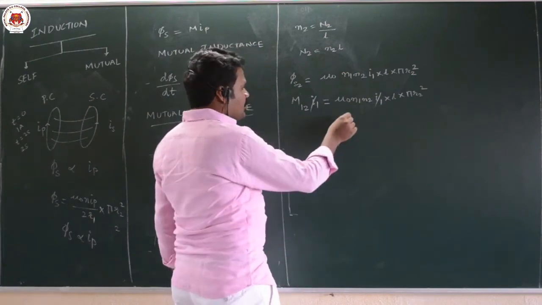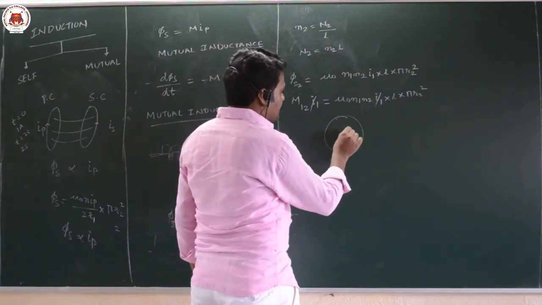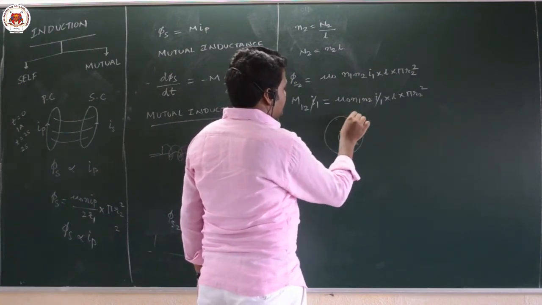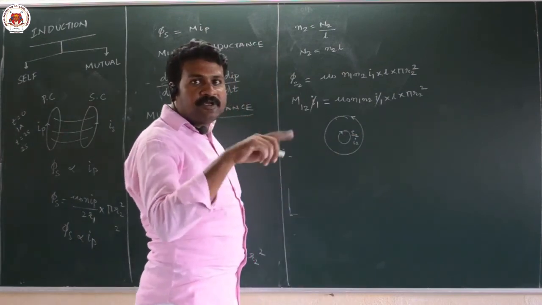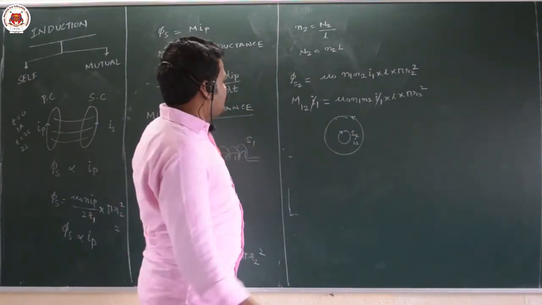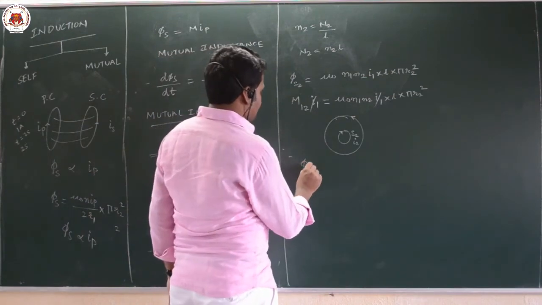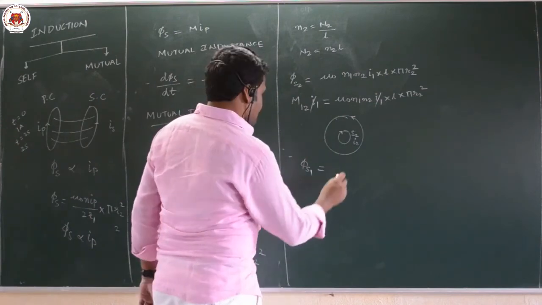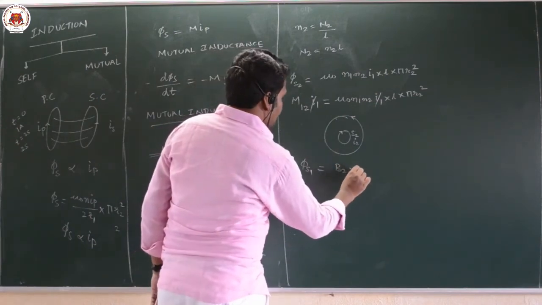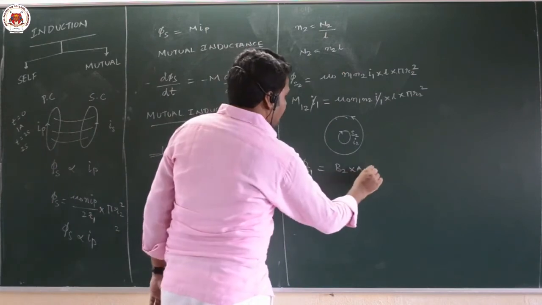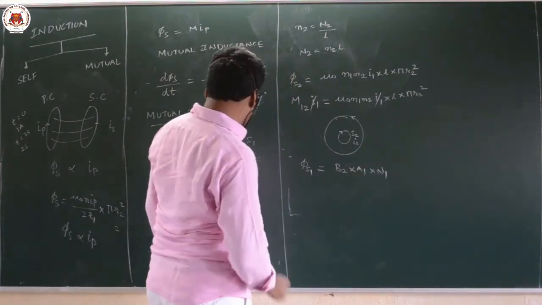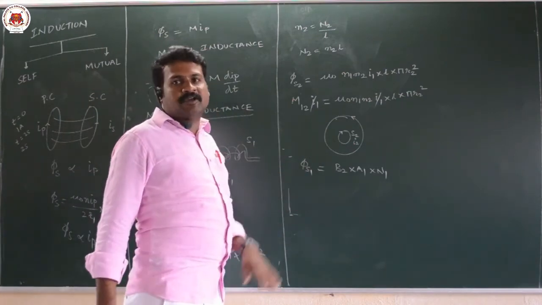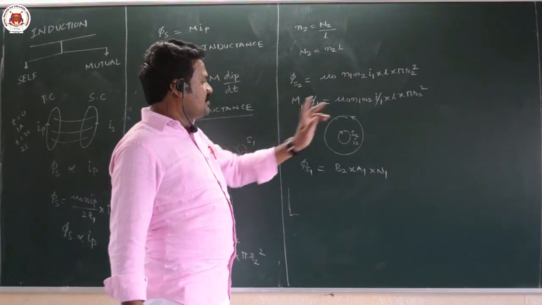Next time what I will do, I will pass current I2 in S2, EMF is induced in the outer coil now. Now let us calculate the flux linked with S1. It is equal to the same, B2 into A1 into N1, exactly same. Flux linked with the first coil is because of the second coil now. This acts like primary, this acts like secondary.